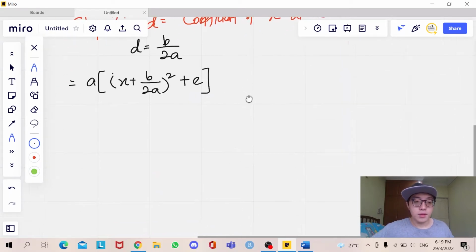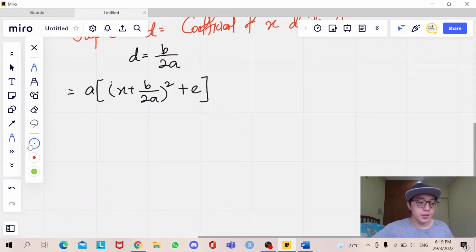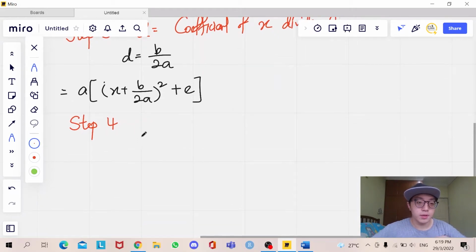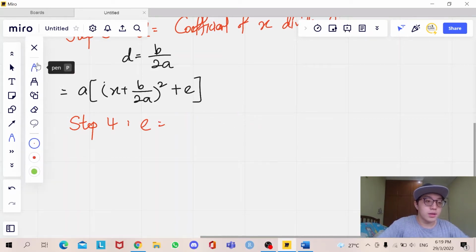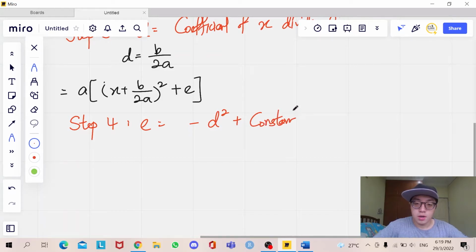Then the next step, step 4, just to check if it's 4, okay. We need to define what e is. e is equal to minus d squared, plus the constant. Just a little note here. Note.